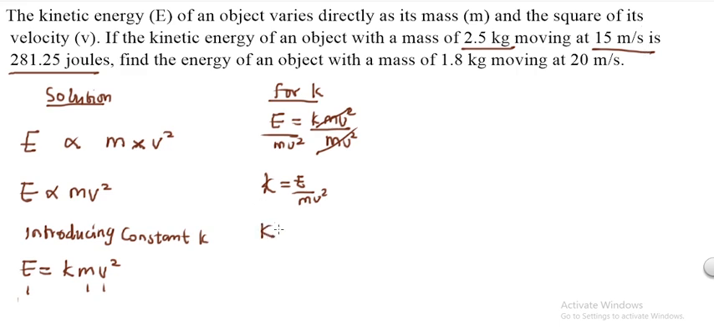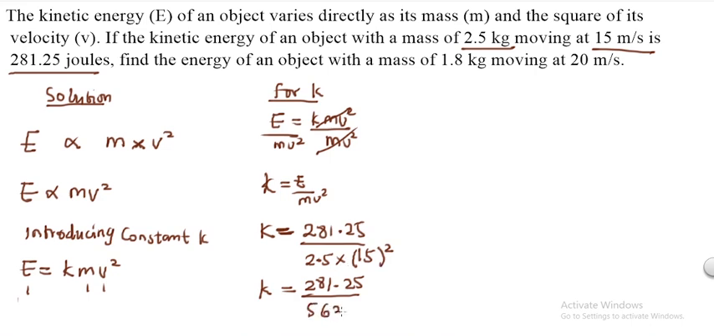So that our value of K is equal to, the energy is equal to 281.25 joules divided by the mass, which is 2.5 kilograms, times the velocity, which is 15 meter per second. Now the velocity here is squared, so this is square. So that for the numerator, I still have 281.25 divided by, if I multiply 2.5 times 15 square, I get 562.5. Now 281.25 divided by 562.5 is equal to 0.5.